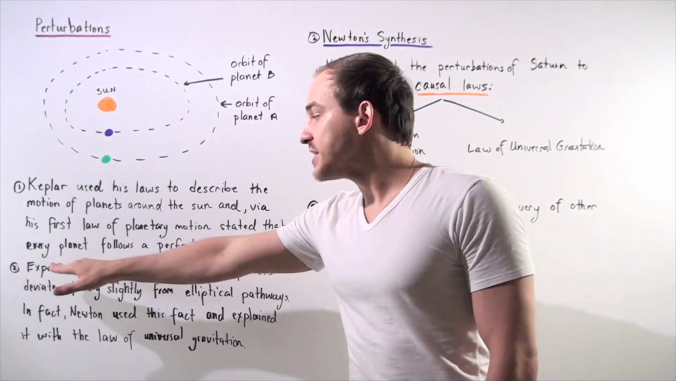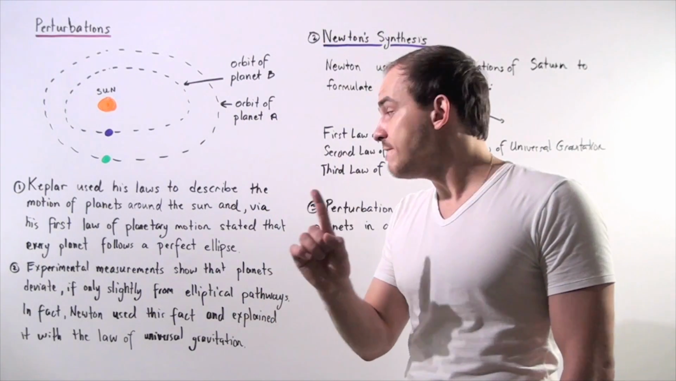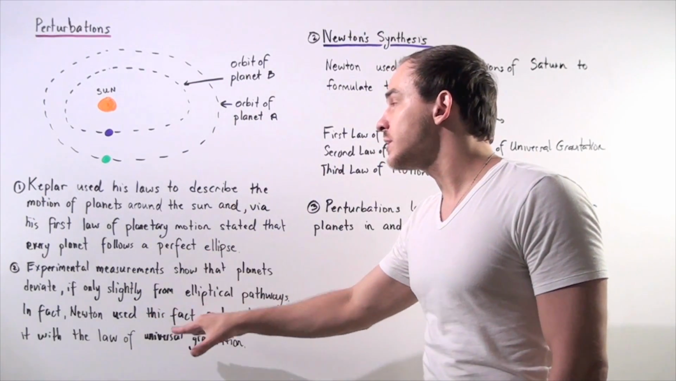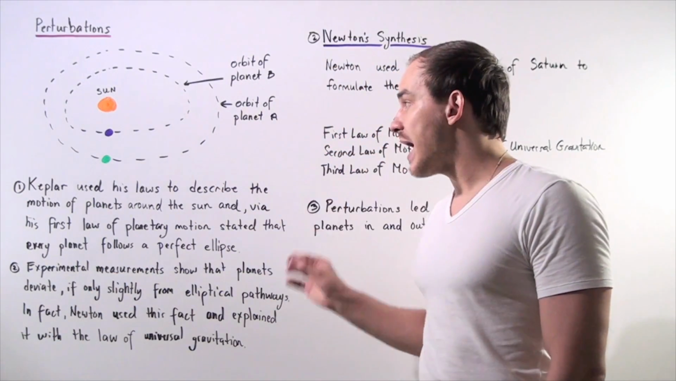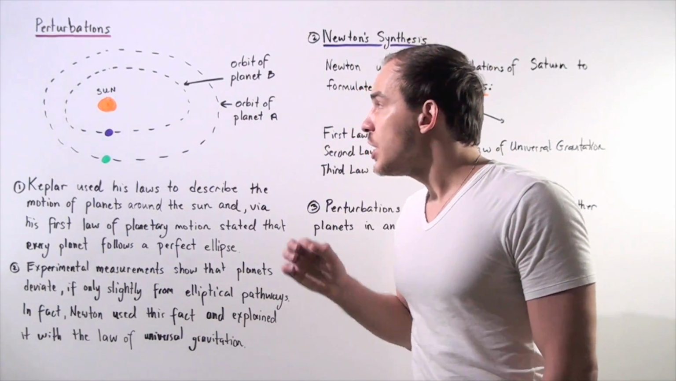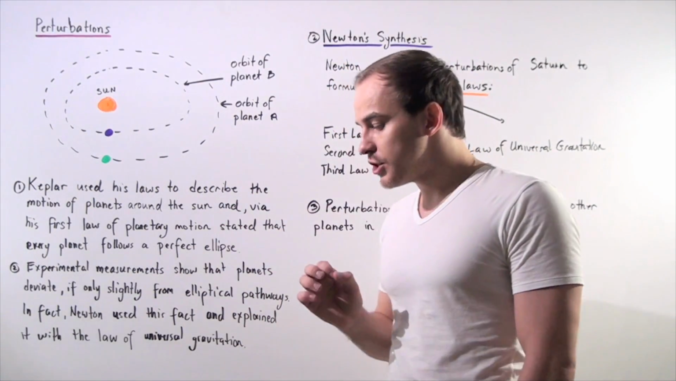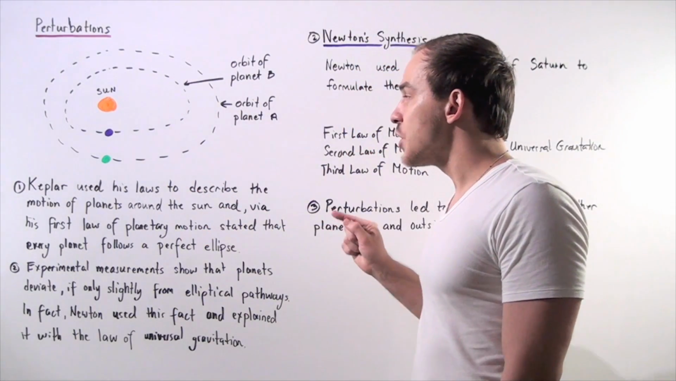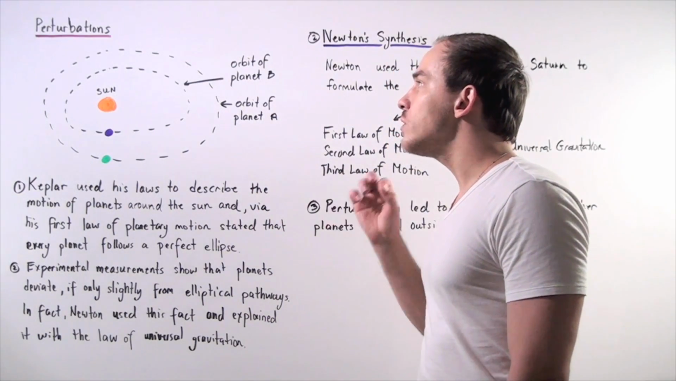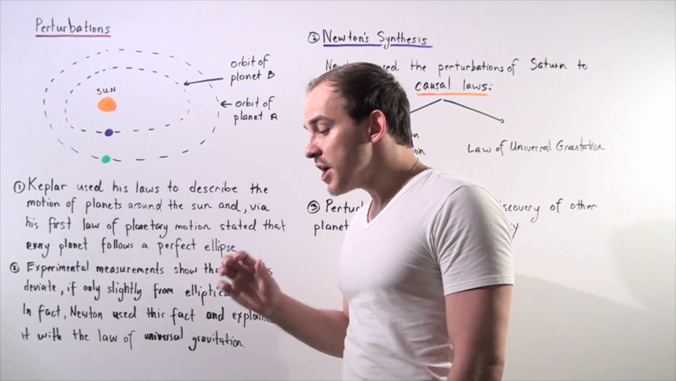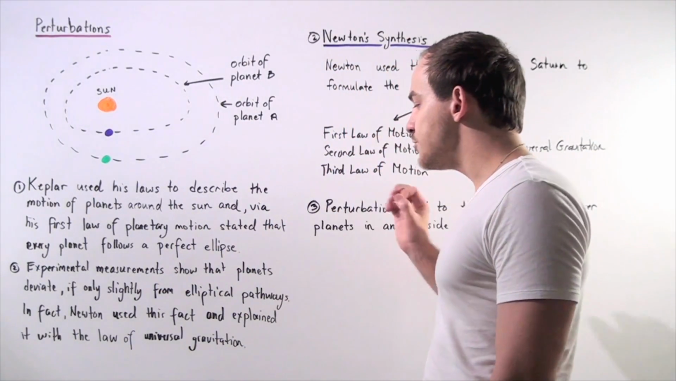Now, actual experimental measurements show that the planets actually deviate, if only slightly, from these perfectly elliptical pathways. In fact, Newton himself used this fact, known as perturbation, to show and formulate the law of universal gravitation. So these deviations from these perfectly elliptical pathways that planets take are known as perturbations, and they're a direct result of the law of universal gravitation, as we'll see in just a moment.